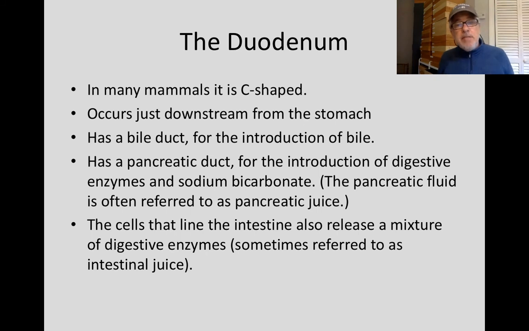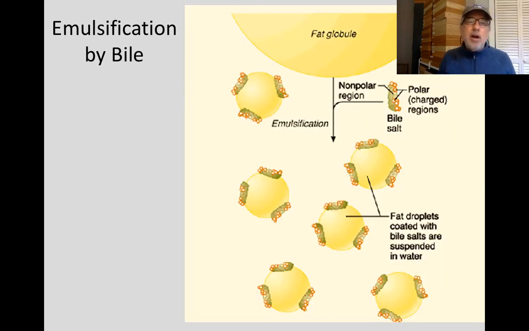The cells that line the intestine, as I mentioned earlier, release a mixture of digestive enzymes as well, and this is sometimes referred to as intestinal juice. So now let's talk about emulsification for a second. Why would we want to emulsify fat?